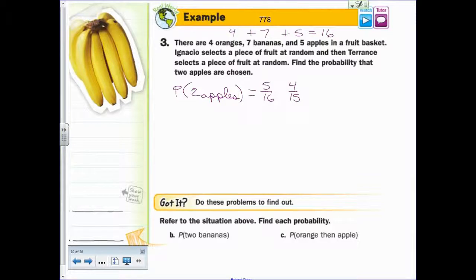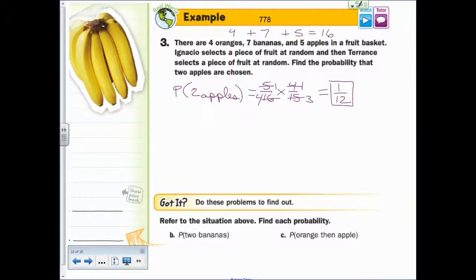Before I multiply these two numbers together, I want to simplify. 5 goes into 15 3 times, so I'm left with 1 on top and 3 on the bottom. 4 goes into 16 4 times, so I'm left with 1 on top and 4 on the bottom. So I can multiply 1/4 times 1/3, and I will find that there is a 1 in 12 chance that both boys would pick an apple out of the fruit basket.